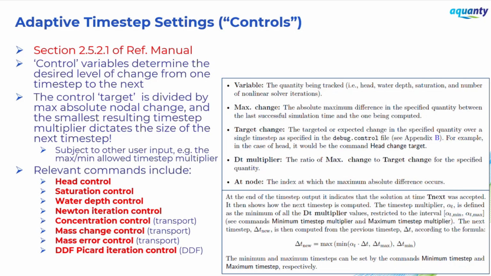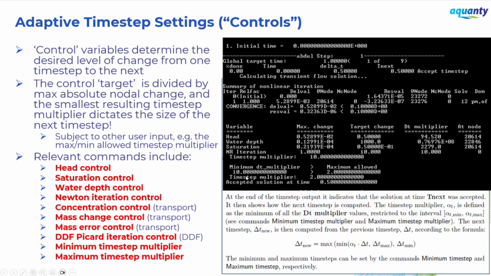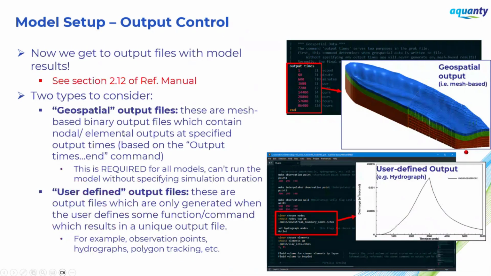So that's basically it for that. Oops, I have a bit of a repeated slide here. We then get into model outputs. And in general, there are two types of outputs or data that HGS is going to produce. There's the geospatial output files that we saw earlier, right? The snapshot of those binary output files that are created at each of the specified output times.